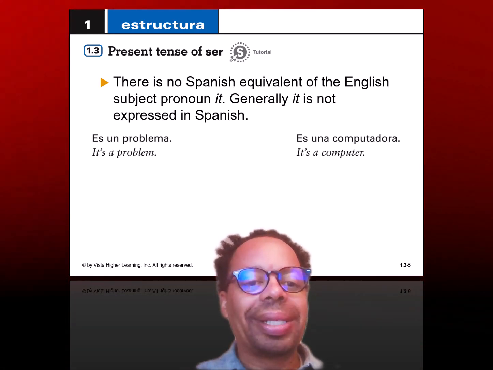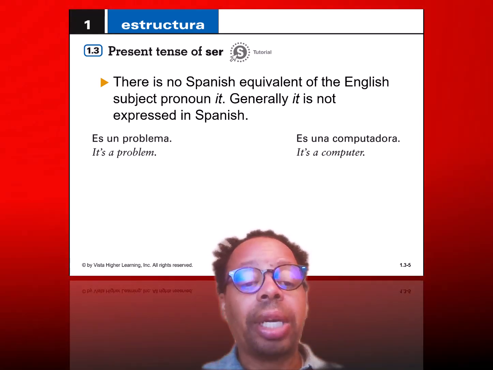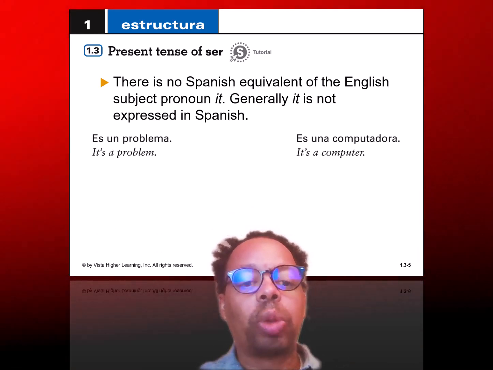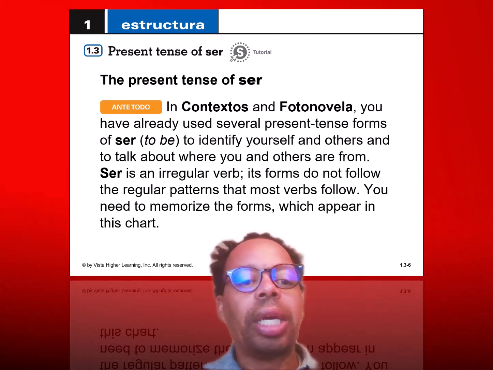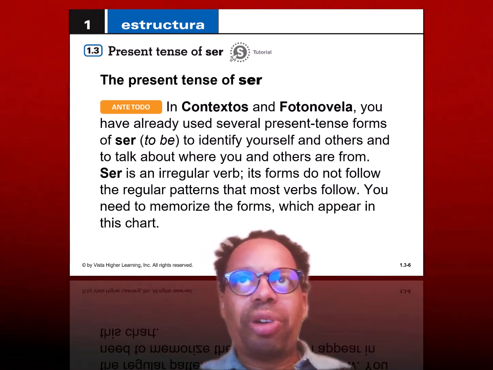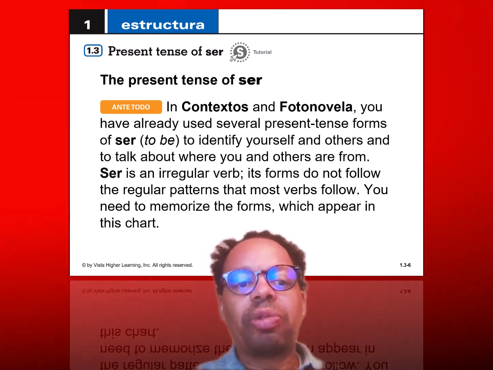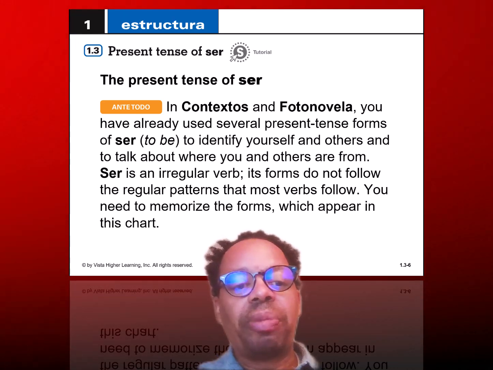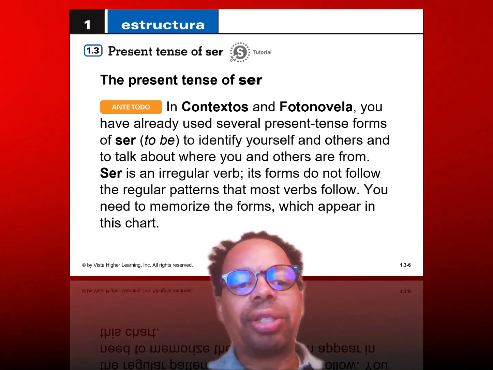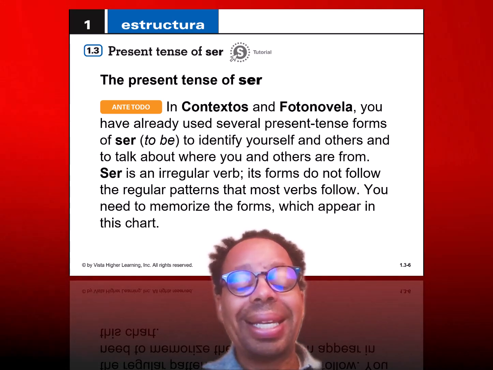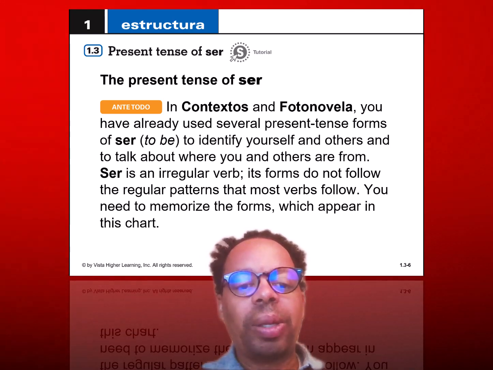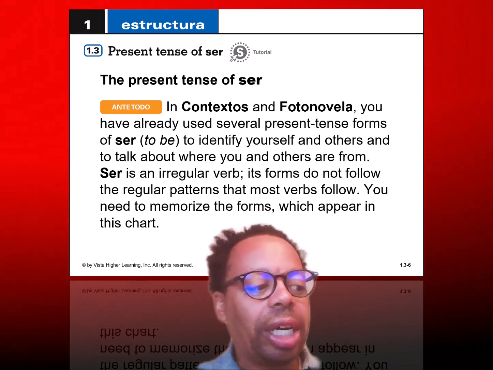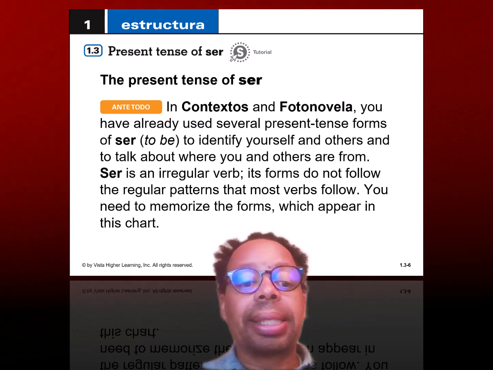So let's jump into ser, because now we have our subject pronouns. Now we need to align the correct forms of the verbs with the subject pronouns, ¿no? Bueno. In some of the previous study and some of the dialogue situations, you've seen this verb ser used. You've already used several present tense forms of ser to identify yourself and others and to talk about where you and others are from. Ser is an irregular verb, meaning that it does not follow the regular patterns that most verbs follow. You need to memorize the forms which appear in the chart on the next slide.